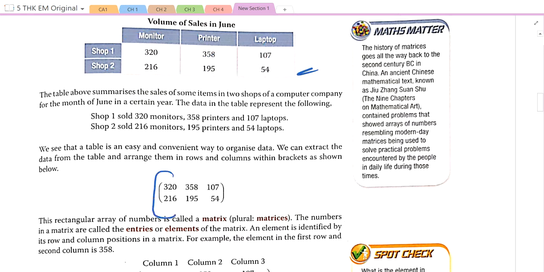What is the relationship between these two? They represent monitors sold in June. Yes, you will need to be able to write down all these keywords in your subsequent maths questions. So I'm sure you can tell what these are and what these are.